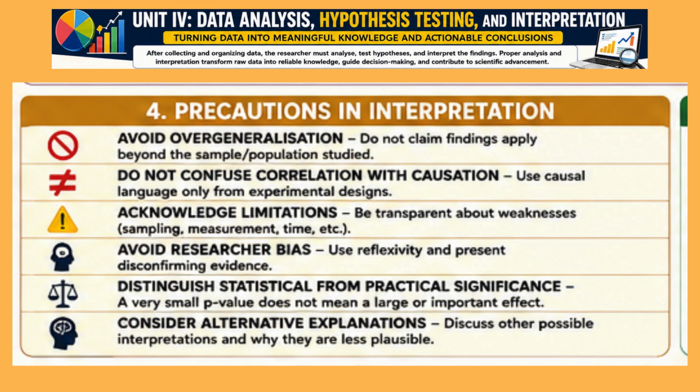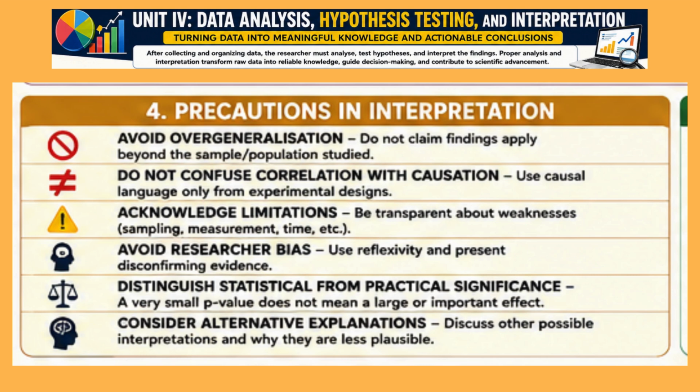Another important precaution is avoiding confusion between correlation and causation. Just because two variables are related does not mean that one causes the other. Only well-designed experimental studies can provide strong evidence for causal relationships.